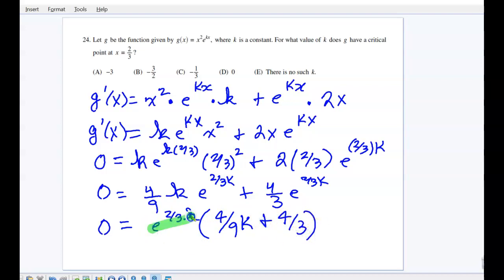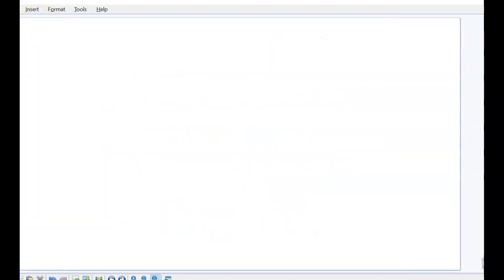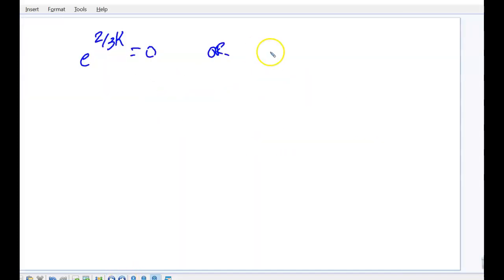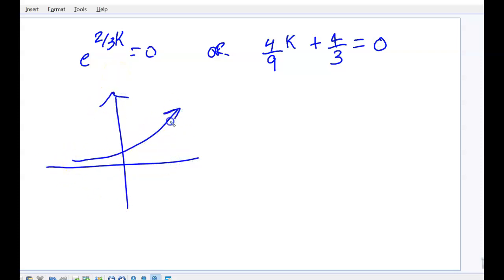And if I'm multiplying two things and getting 0, either the first thing is 0, so either e to the 2/3 k is equal to 0, or 4/9 k plus 4/3 is equal to 0. Well, remember, an exponential, its graph is going to be like this or like this. It never crosses the x-axis, so there's no solutions to this.